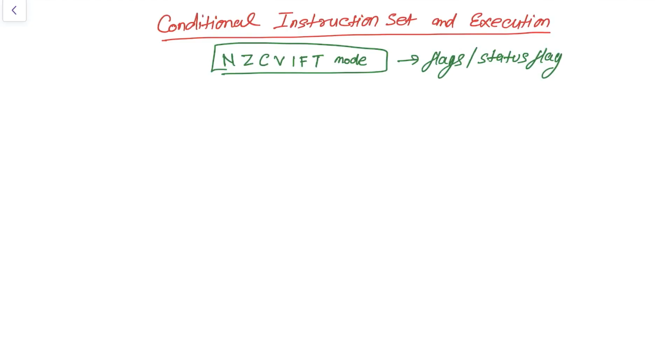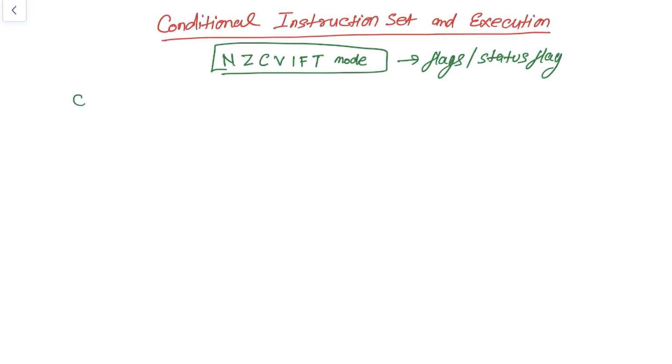Most ARM instructions are conditionally executed. You can specify that the instruction only executes if the condition code flags pass a given condition or test. By using conditional execution instructions, you can increase performance and code density.